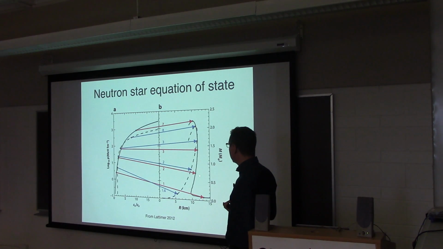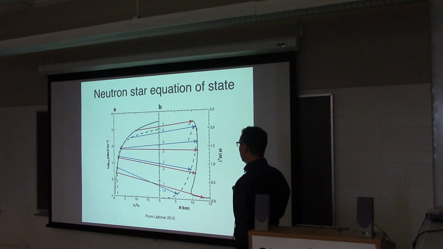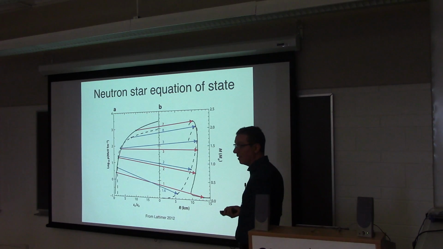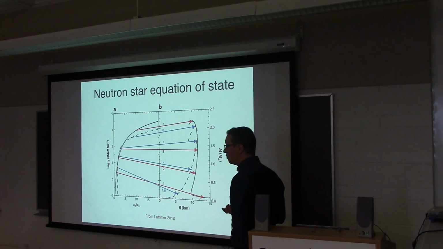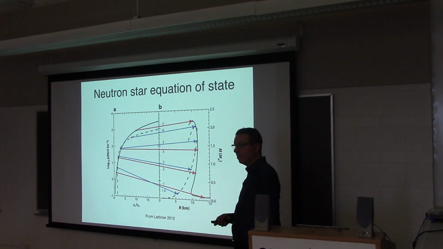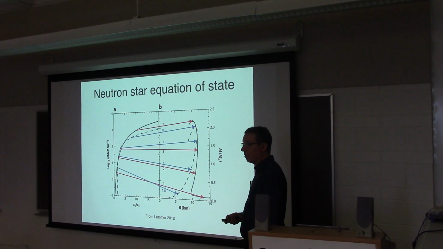What we can try to do instead is invert the problem. If we have masses and radii of neutron stars, or equivalently masses and, for example, tidal deformabilities of neutron stars, you can invert this problem and recover the equation of state. And this would be a first step towards understanding what's happening inside of the core of neutron stars.